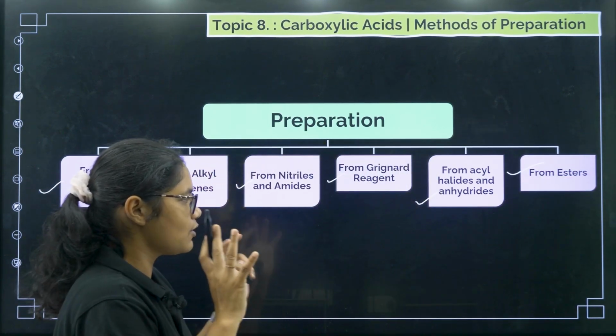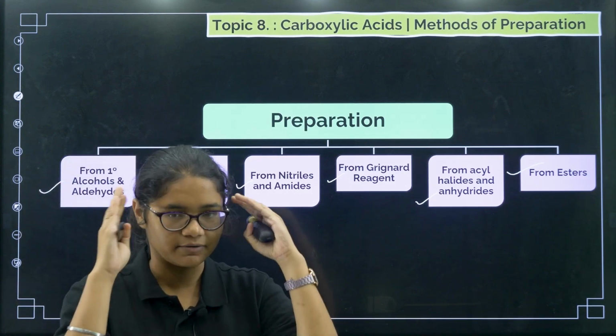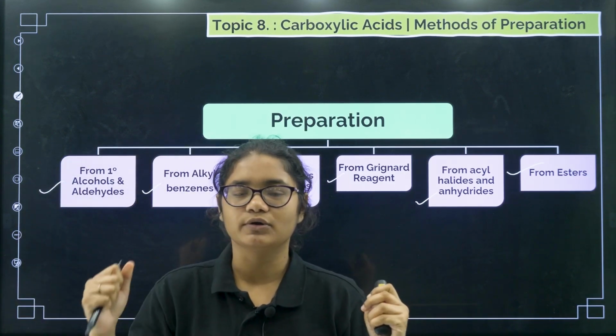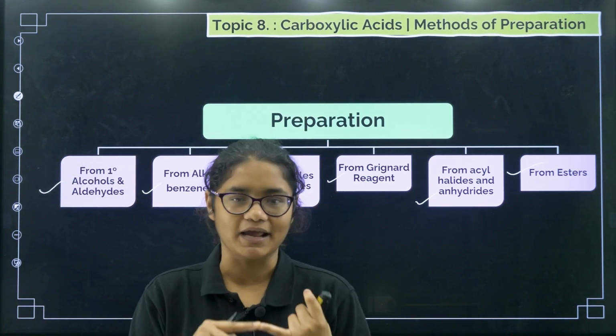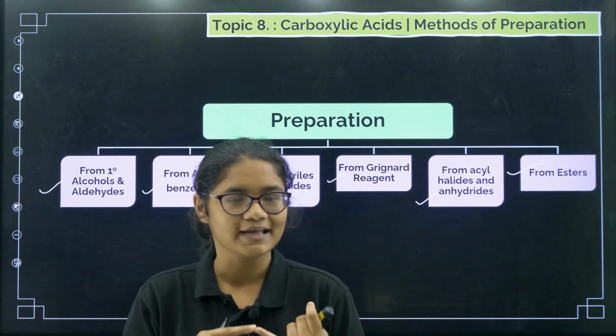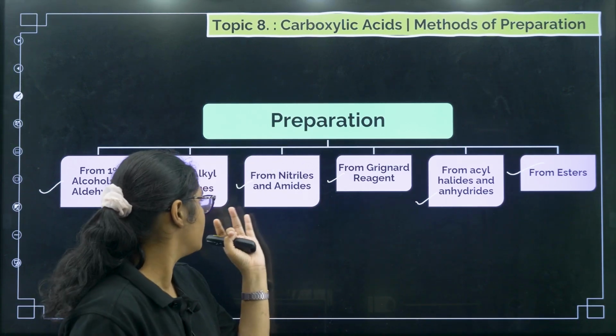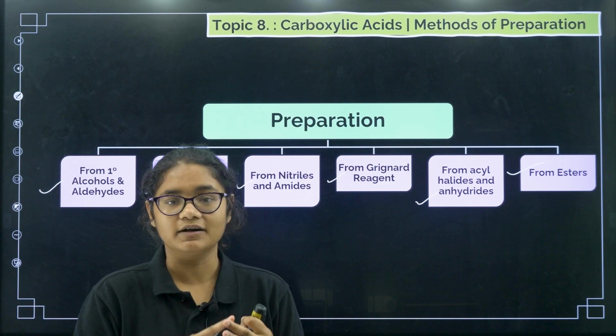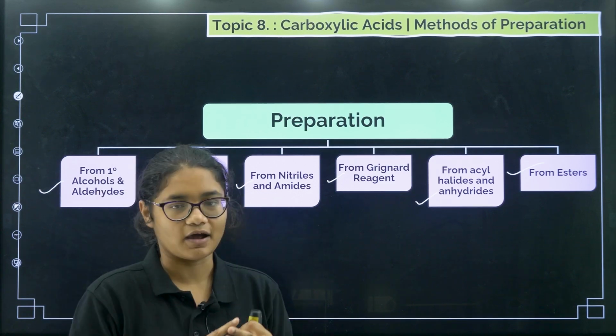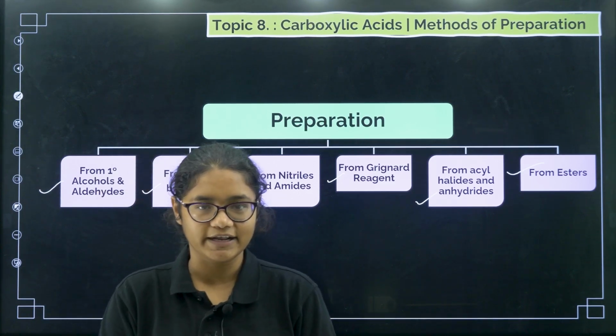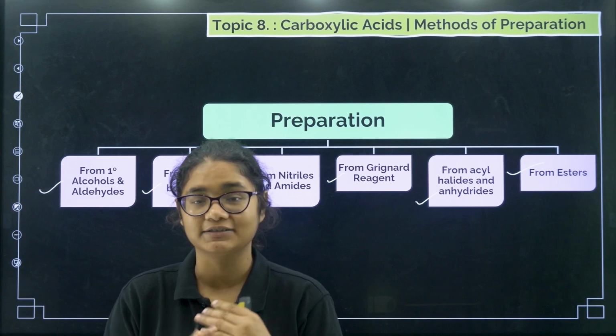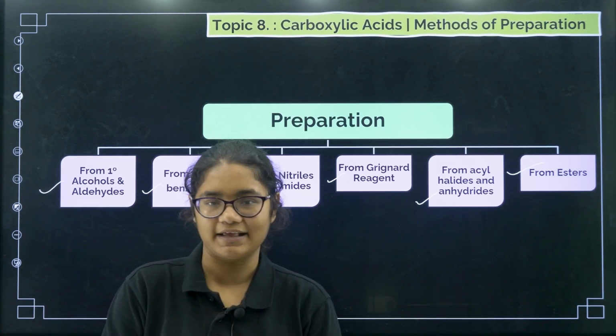Okay, so these all are very easy reactions. You just have to remember 6 reactions. Let us revise once again. First is from primary alcohols and aldehydes. Second is from alkyl benzenes. Third is from your nitriles and amides. Fourth from Grignard reagent. Fifth from acyl halides or anhydrides, and sixth one esters.